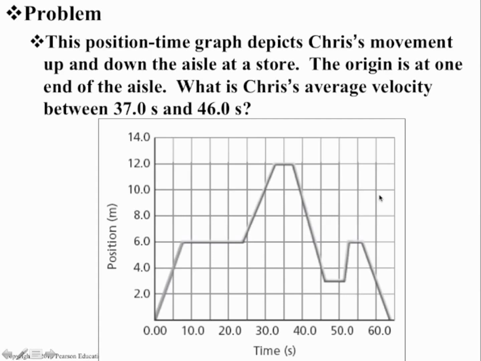And so for this problem, you're going to have to use the delta stuff. Delta means final minus initial. And remember that slope is rise over run. And so you should be able to figure out the slope of this line segment that goes from 37.0 to 46.0 seconds. You should be able to find the slope because you can get the rise over run. Pause the video, do this on your own, and resume when you have your answer.